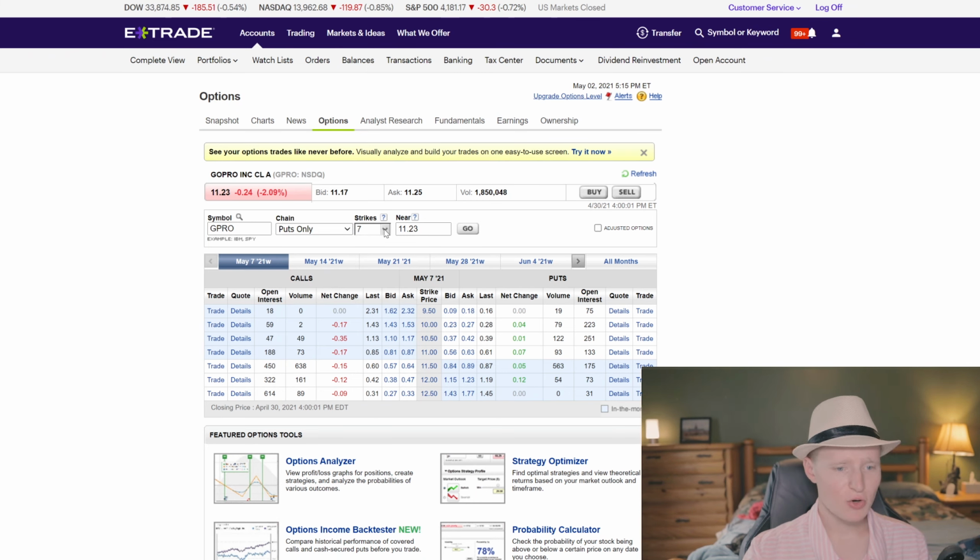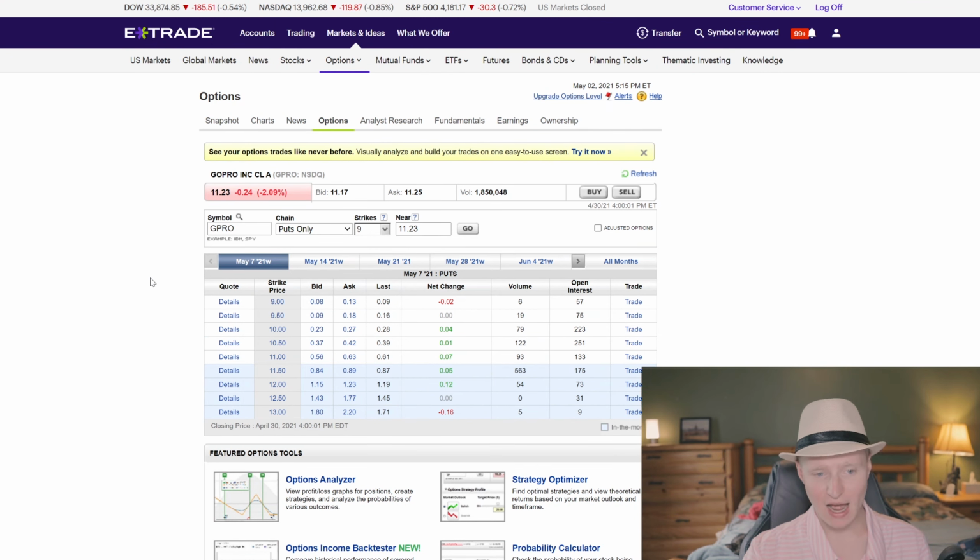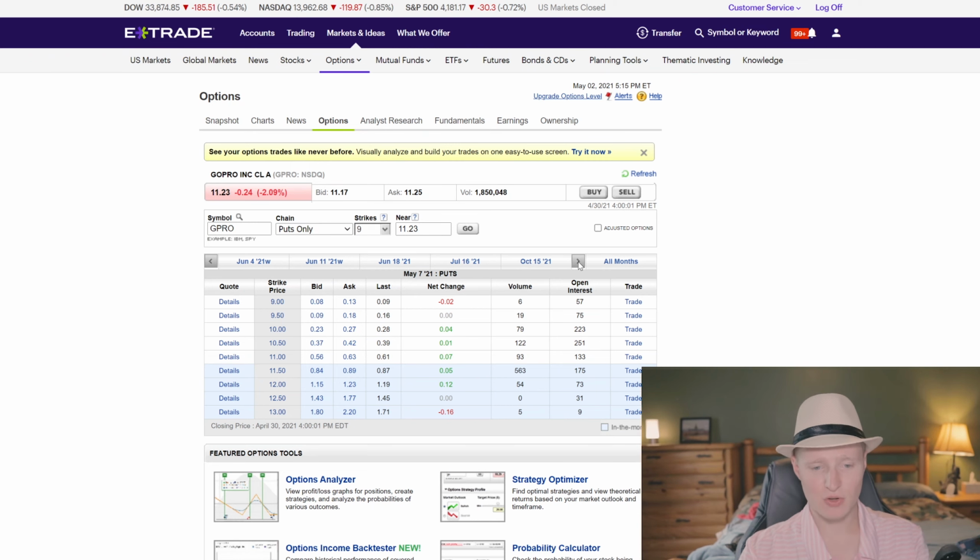After that, we are going to go up to where it says our chain here, and we're going to change this to puts only, and then change the strike price to 9. This will display 9 strikes up and down from the current strike price, and we're only going to be looking at the puts. Once we have that loaded, we're going to go and find where we think GoPro's price will be in the next few months or weeks.